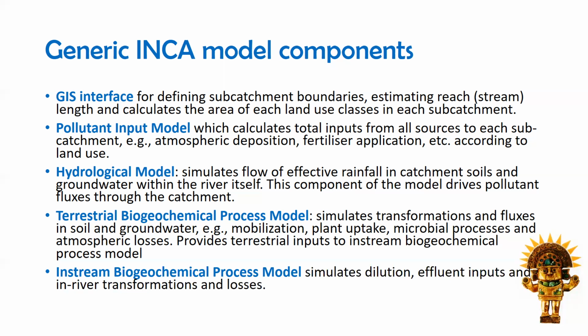So the final generic model component is the in-stream process model, and it simulates the dilution of pollutants associated with water flows. It includes inputs of pollutants direct to the stream, so effluent from, for example, sewage treatment works or point source discharges. And it also simulates all in-river transformations and losses for some classes of pollutants like sediment or phosphorus. There's quite sophisticated routines describing sediment mobilization, settling, and transport throughout the river network.